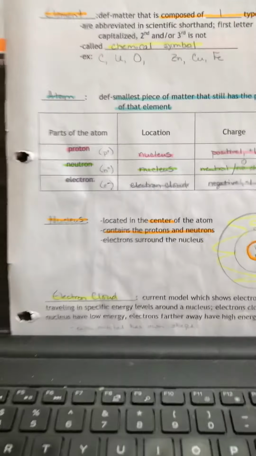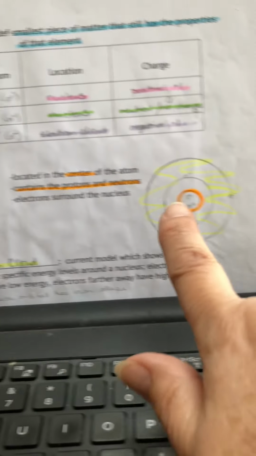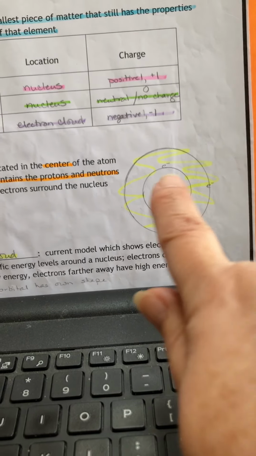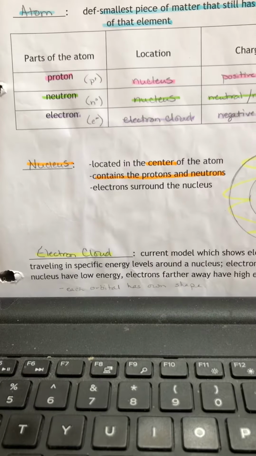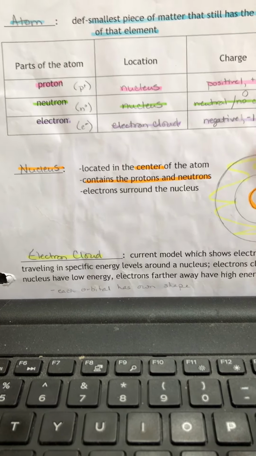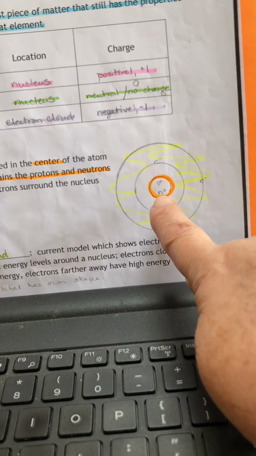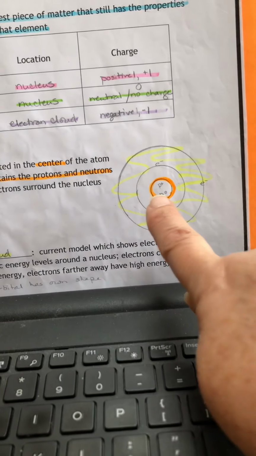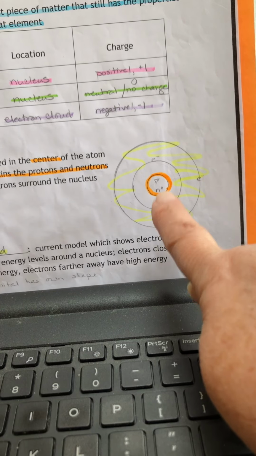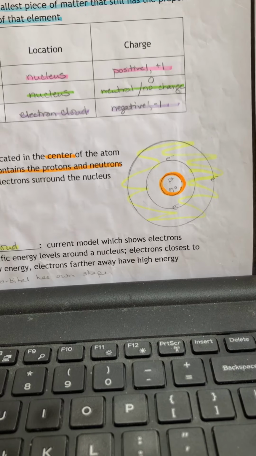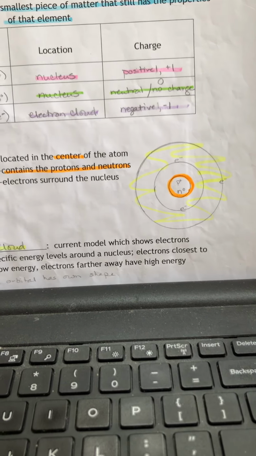So next here, I just have the nucleus, and I drew a picture so that you could see. And what I do is I color coordinate everything. I've told you that before. But the nucleus is in the center. It contains the protons and the neutrons. I highlighted that in orange. So I highlighted it in orange here and made a little drawing.